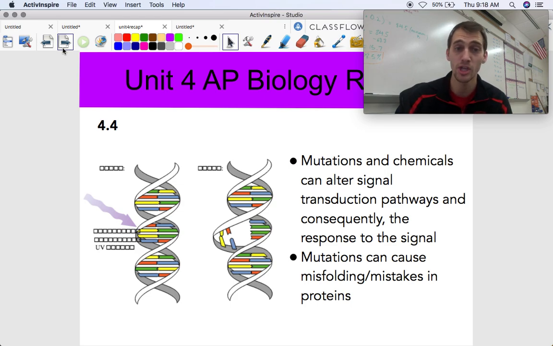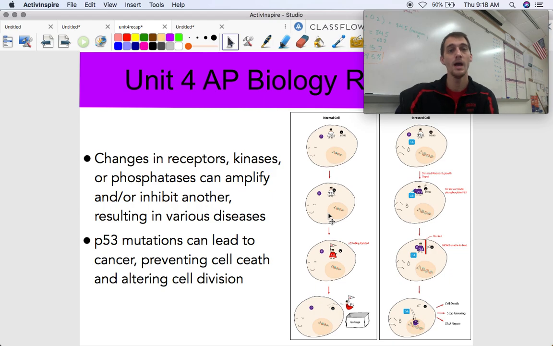So mutations, changes in proteins, and chemicals themselves, like poisons and that kind of stuff, can really mess up signal transduction pathways and responses to signals, and they can cause death. Mutations can cause misfolding or mistakes in proteins, and that's what a mutation kind of looks like. A change in a receptor, a kinase or a phosphatase can amplify or inhibit another signal transduction pathway, resulting in various diseases. All right, so messing up a protein can have big effects. We talked about that when we were discussing enzymes as well.